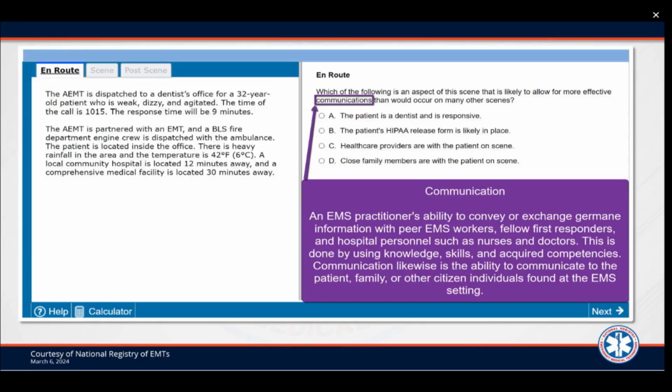It's like the patient is a dentist and is responsive. It didn't say that in the information given to us. The patient's HIPAA release form is likely in one place. Honestly, I really don't care about that. Healthcare providers are with the patient on the scene. Well, we don't know that, but that could be someone we could communicate with. And close family members are with the patient on scene. Well, it didn't give us that information either. So we're trying to communicate, looking at who is probably going to be there that we can communicate with.